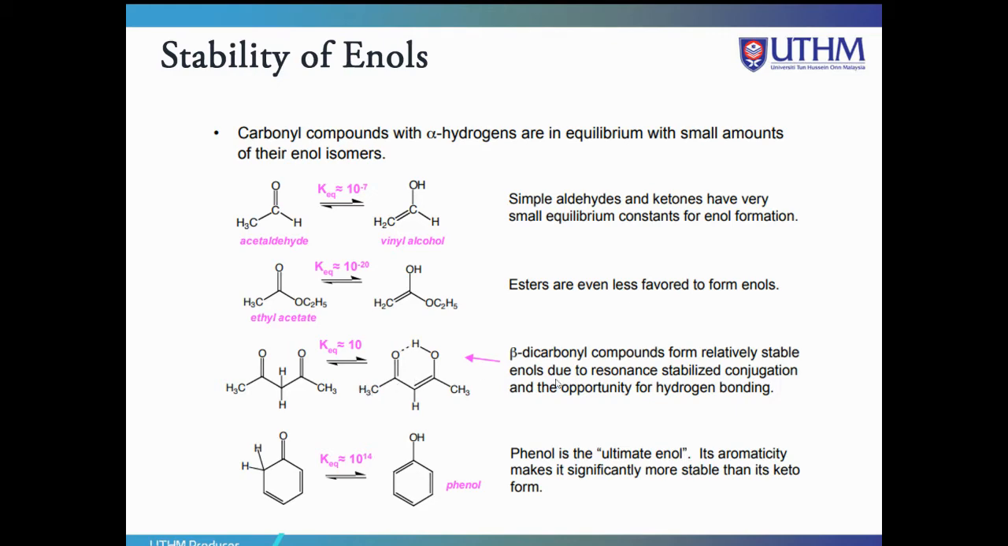Beta dicarbonyl compounds form relatively stable enols due to resonance stabilized conjugation and the opportunity for hydrogen bonding, whereas phenol is the ultimate enol. Its aromaticity makes it significantly more stable than its keto form. This is the keto form.